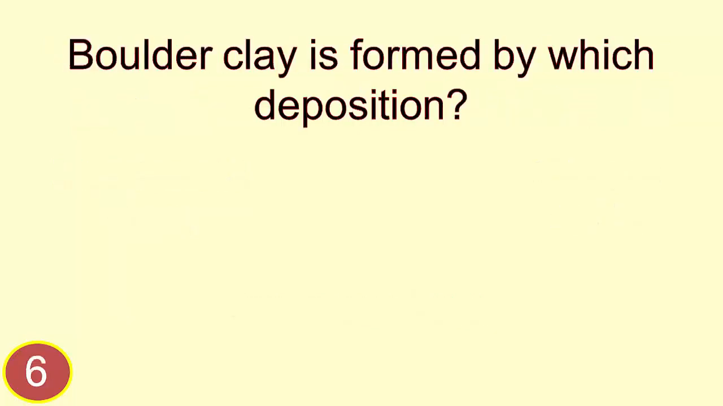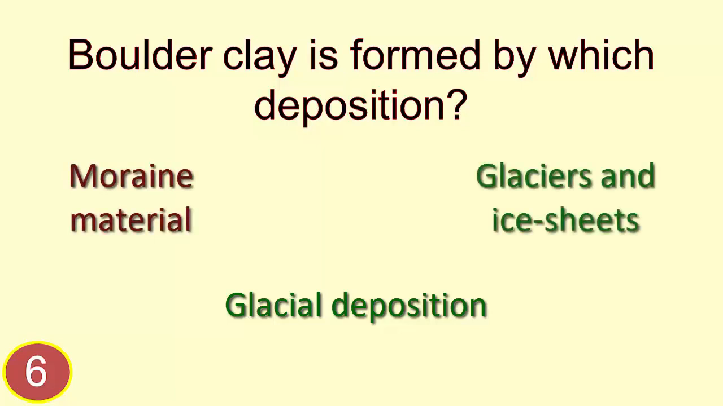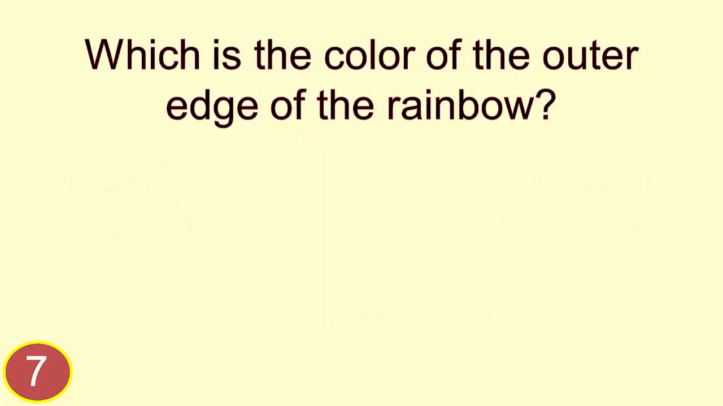Boulder clay is formed by which deposition? Answer is glacial deposition. Boulder clay is a geological deposit of clay, often full of boulders, which is formed out of the ground moraine material of glaciers and ice sheets. Which is the color of the outer edge of the rainbow?